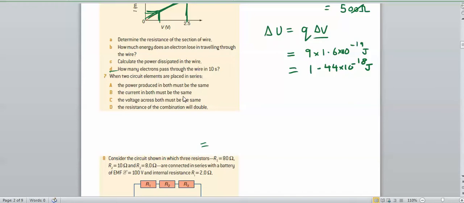The current in both must be the same. Well, if it's in series, then there you go. That's what it is. The current around a series circuit is the same. So if we start with here's our series circuit. Doesn't matter how many things you have in series. There's only one path for the current to flow. So that current is going to go around, and that current is going to be the same.